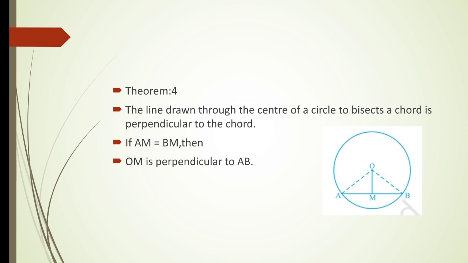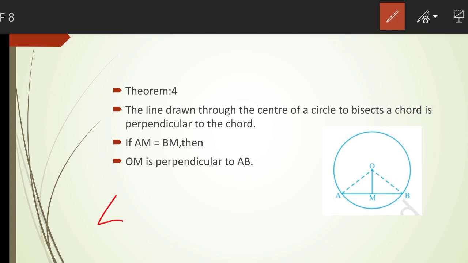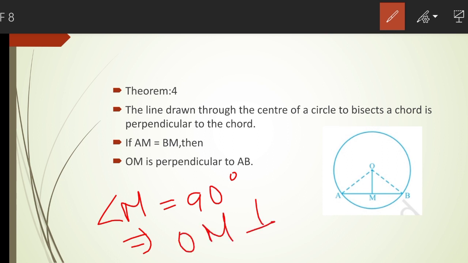Whenever AM is equal to BM, then we can say that the line OM is not a simple line but it is a perpendicular. So we can say that the angle at M is 90 degrees, and then we can say that OM is perpendicular to AB.